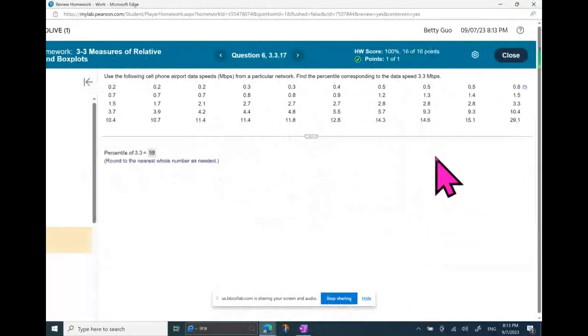There are 29 values strictly less than 3.3, and we are going to divide 29 by the total number of values in the sample, which is 50. Remember 50? So let's see what 29 divided by 50 is. You have 58%, right? So we say the percentile of 3.3 is 58. Please do not enter 0.58, and please do not enter 58%. Only enter a whole number from 1 to 100. You round to the nearest whole number. So 58.